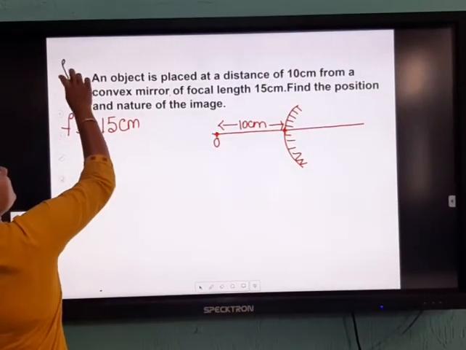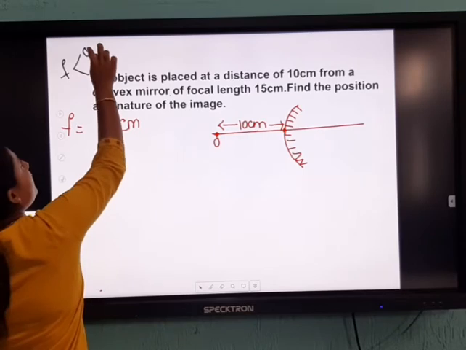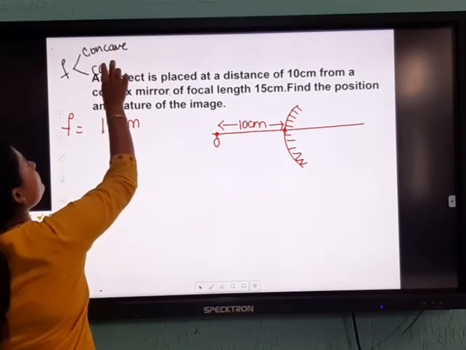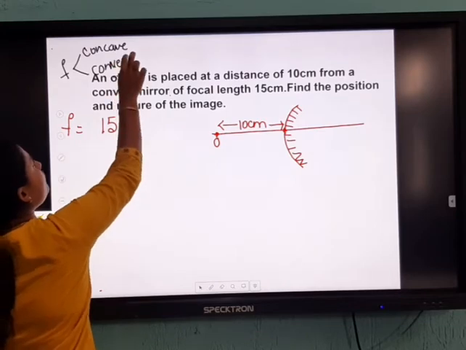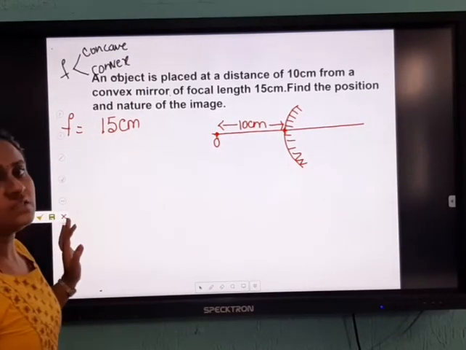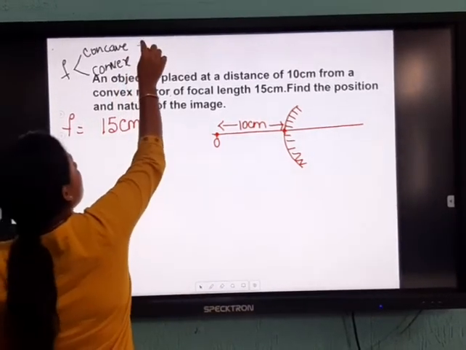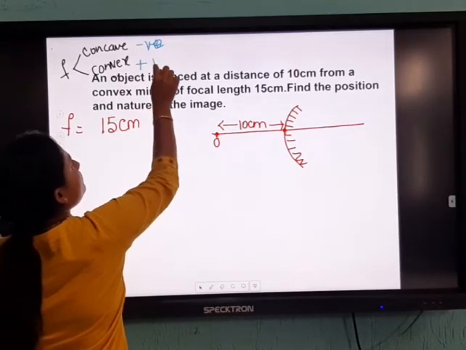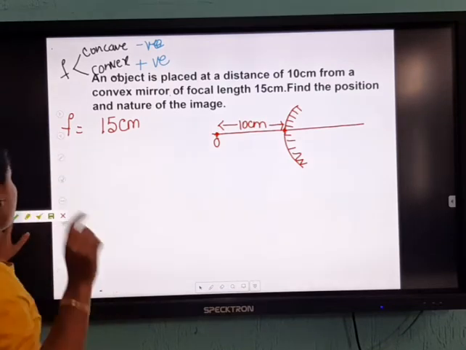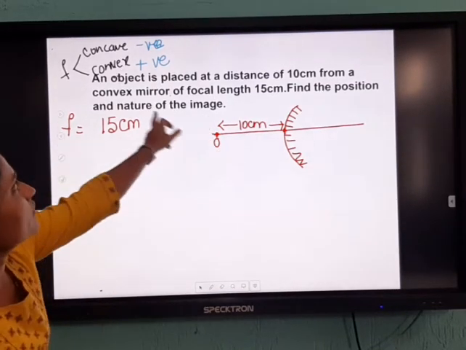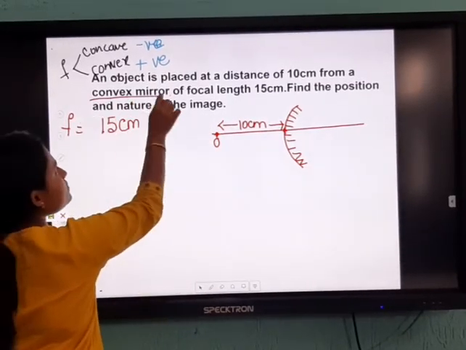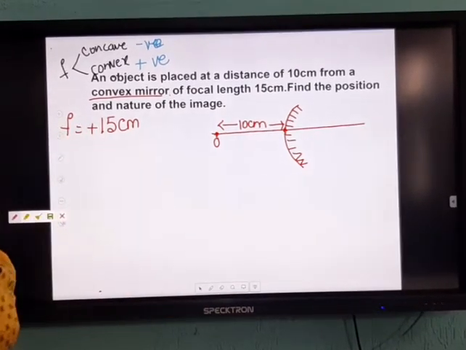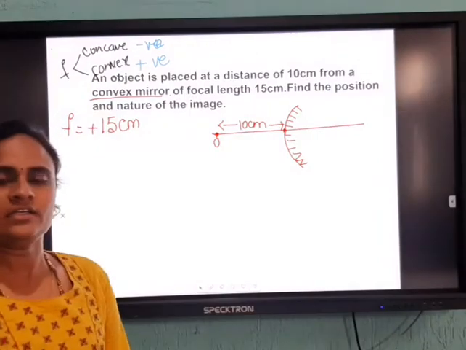For focal length, if it is concave, it will be negative. If it is convex, it will be positive. Now it is a convex mirror. See? It is a convex mirror. So what will be the sign? This will be plus 15 centimeter. Clear? Till here you have understood?